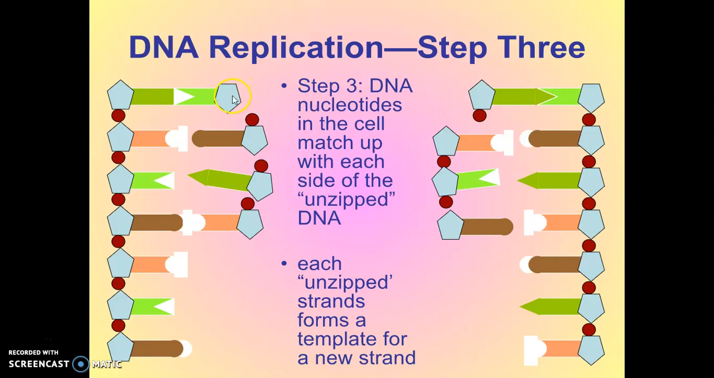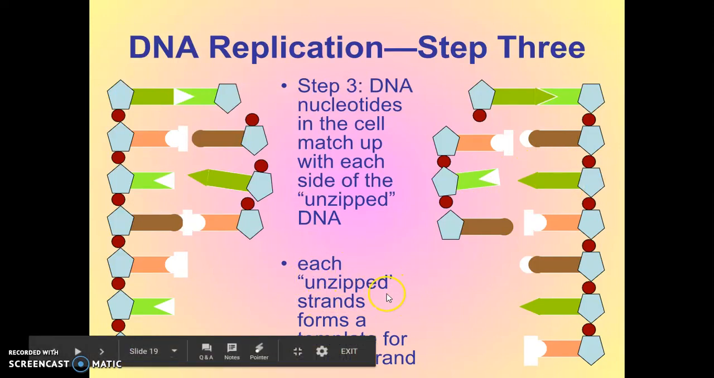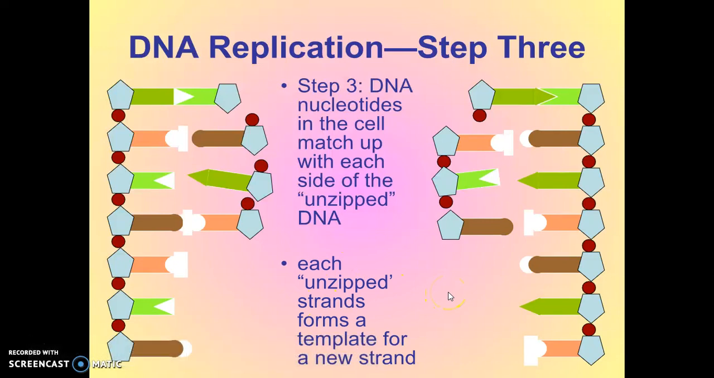So here you paired this in, this one in. Okay, and on this side you did just the opposite. You paired this dark green with the light green, peach with the brown, light with the dark. So each of the unzipped strands forms a template for a new strand.